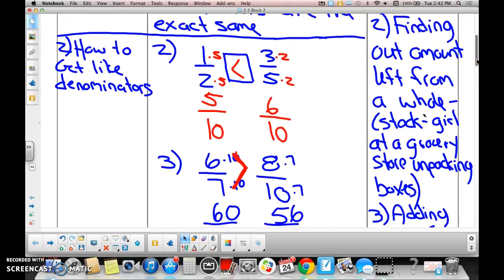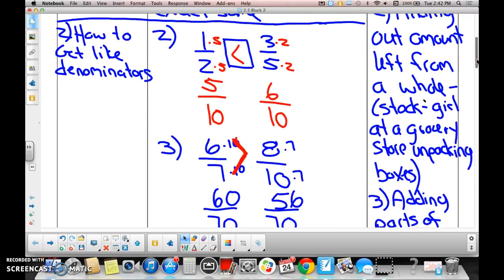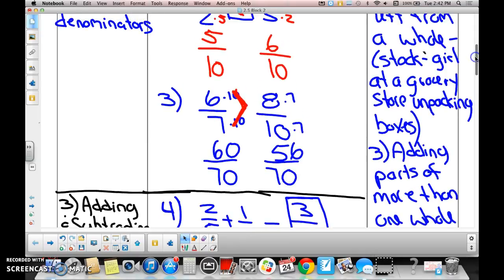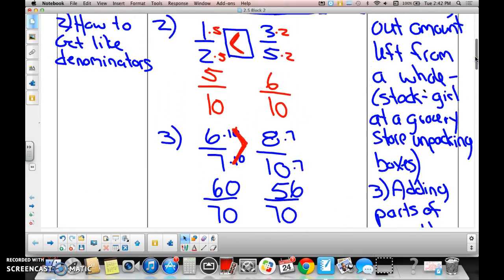Main idea number two, we were working on ordering. Just for fun, I know we haven't really talked about this, but when you have greater than and less than signs, does anybody know what those are called mathematically? Obviously greater than and less than signs, but what kind of equations are those? Inequalities, very nice. So inequalities are just showing which number, in this case which fraction, is bigger and which one is smaller. In order to do these, especially with unlike denominators, you must get like denominators like you're seeing in number 2 and in number 3.